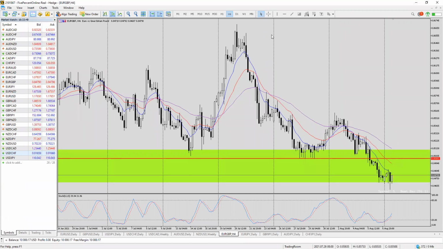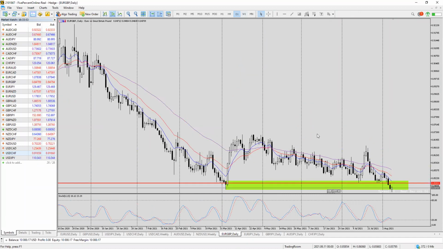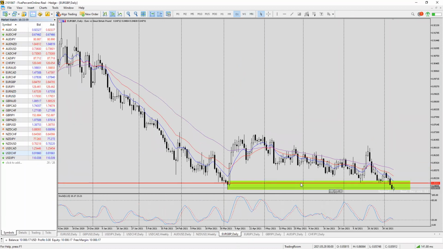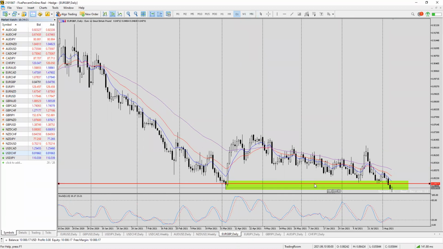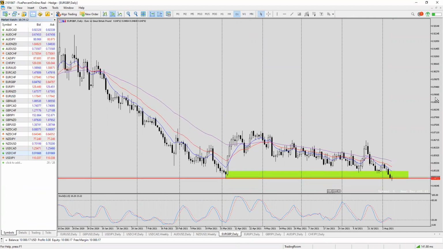But it looks like the general trend of Euro Pound is down, as you can see. Again, at least according to the broken or the consumed demand zone. If we're looking for strict confirmation, then we need to see the previous low being broken by 2 closing candles.